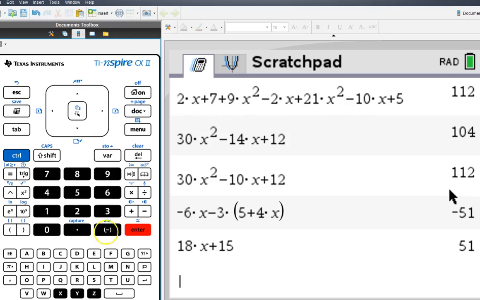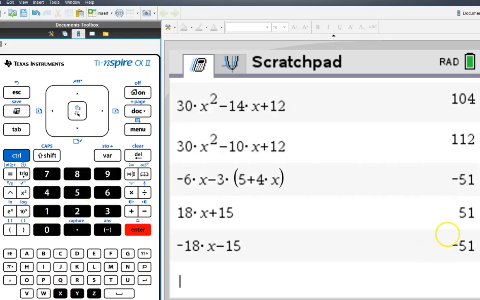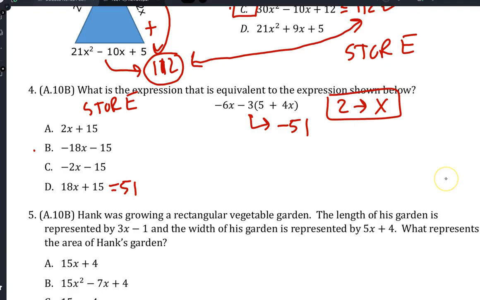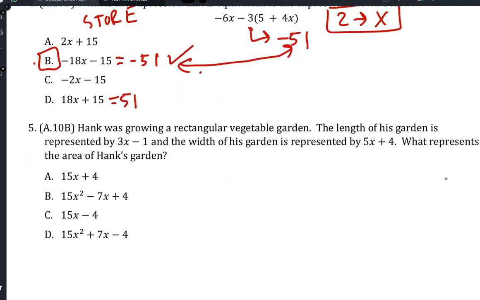So we're going to type in B, negative 18x minus 15, and hit enter, and we get the negative 51, don't we? So B is going to be the right answer. So B is equal to negative 51. Check. B works. Do y'all see how these match up? Easy, easy, easy. If you have multiple choice, you'll just store it every single time.